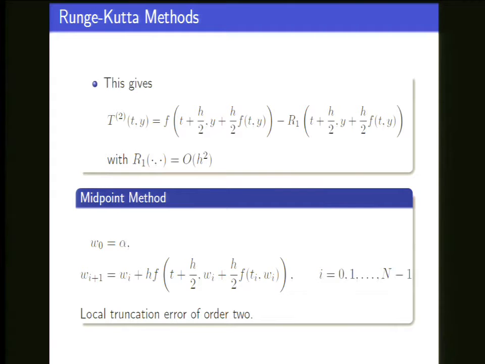I'm taking an Euler step. If you look at w_i plus h/2 times f, that's exactly Euler with h/2, right? So I'm taking half an Euler step, and then I'm evaluating a new f, and going back and doing a full Euler step with that slope. That's what the method is.